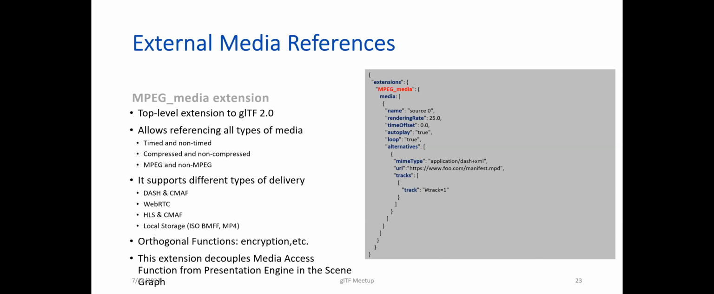So you can describe different access. You can access dynamic streaming assets, like using Dash and CMAF. You can access real-time media using WebRTC. You can even access locally stored content and media. And of course, the media access function will have to, in that pipeline, take care of any necessary processing, like decryption if the content happens to be encrypted, and post-processing if you need to convert from one format to a target format that is expected by the presentation engine.